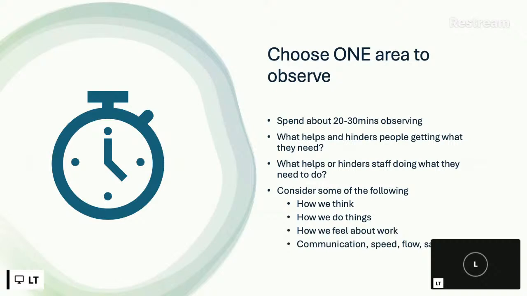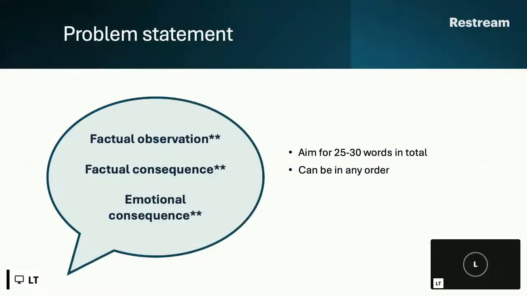It's also worth noticing how people feel about the process. Do staff feel frustrated? Do parents feel anxious? Do patients feel delayed? This kind of real-world observation helps you identify what the problem actually is and where you might be able to intervene. And then you can come up with your problem statement.